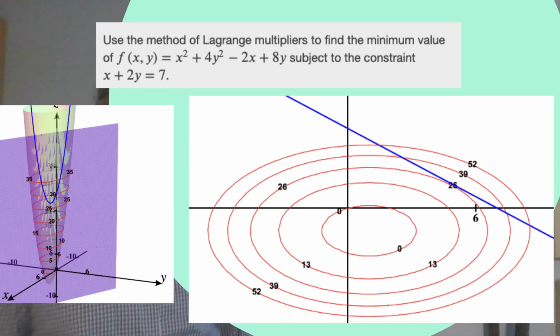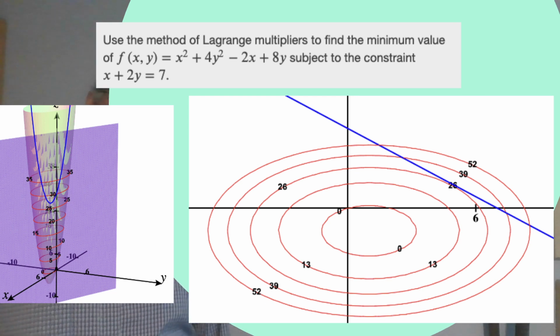In this case, our constraint just happens to be a line, because x plus 2y equals 7 is an equation of a line. But those constraints don't necessarily have to be lines. The point is, though, that if we look down at our level curves, we'll see that the level curves will be tangent to each other.